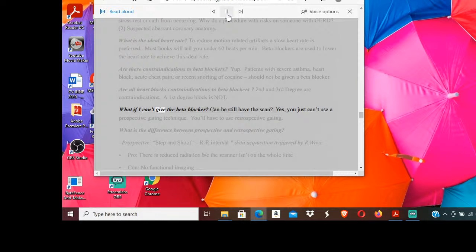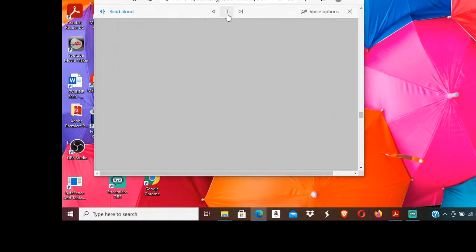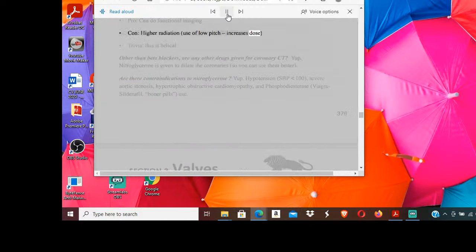What if I can't give the beta blocker? Can he still have the scan? Yes, you just can't use a prospective gating technique. You'll have to use retrospective gating. What is the difference between prospective and retrospective gating? Prospective, step and shoot, data acquisition triggered by the R wave. Pro: there is reduced radiation because the scanner isn't on the whole time. Con: no functional imaging. Trivia: always axial, not helical. Retrospective, scans the whole time, then back calculates. Pro: can do functional imaging. Con: high radiation, use of low pitch increases dose. Trivia: this is helical.